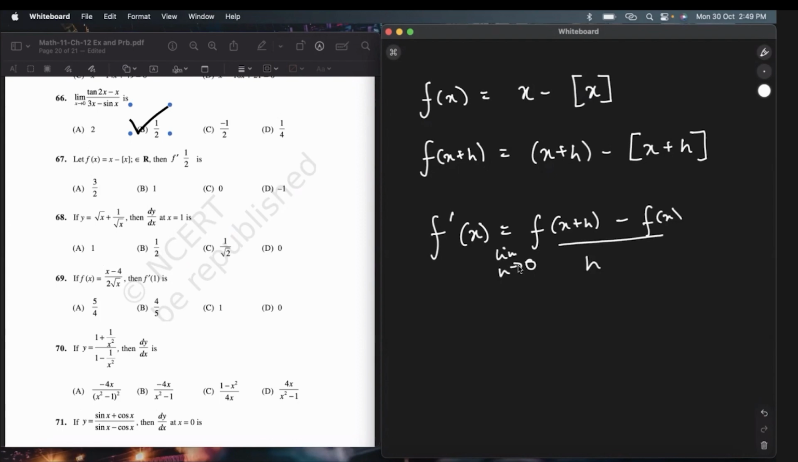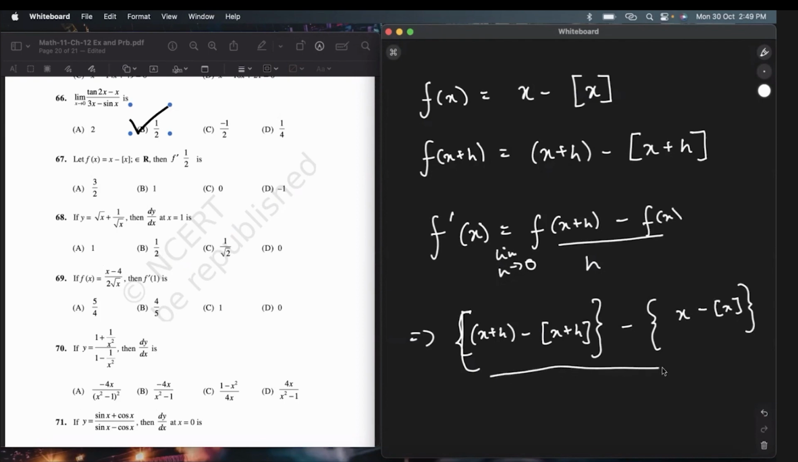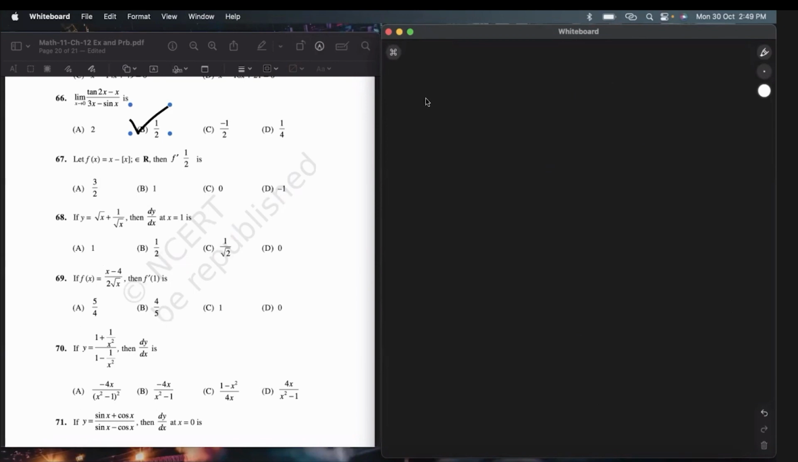Now, if I just put in the values that I have in place of f(x plus h), I can write it like this: x plus h minus GIF of x plus h, in a curly bracket, and subtracted by x minus GIF of x, and the whole divided by h. Simple enough. So from here I can write it as limit h tends to 0.